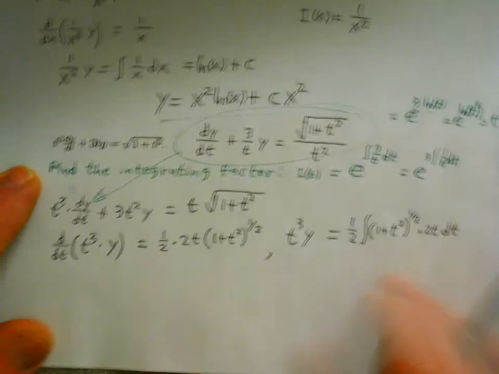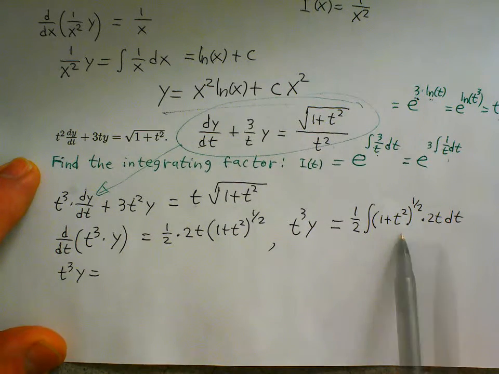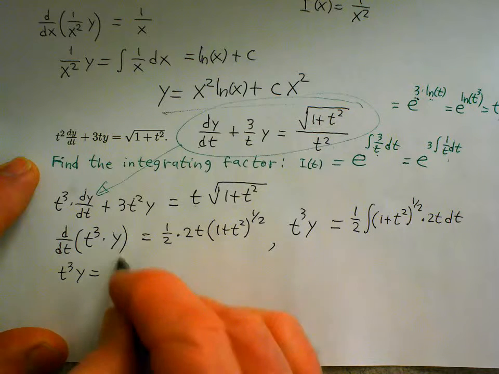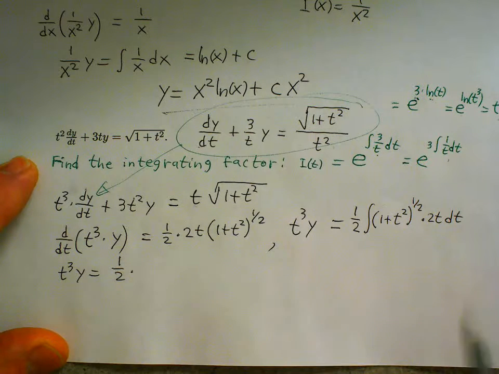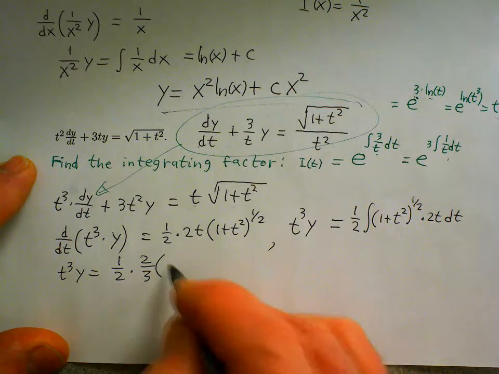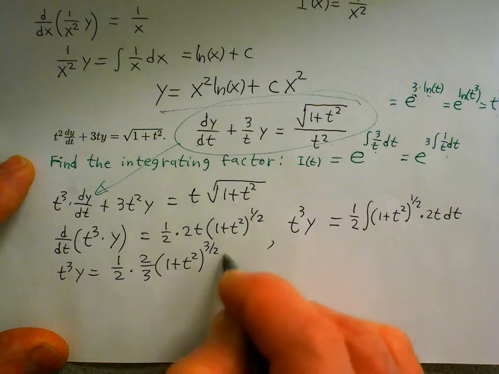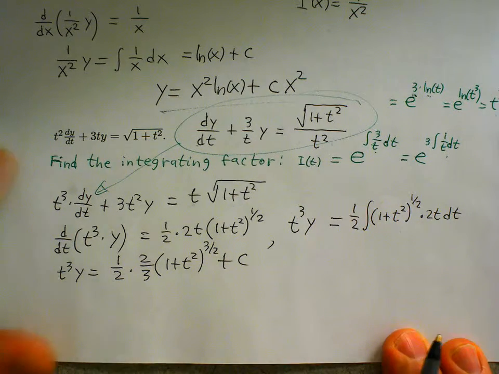Okay, so in the next line, t to the third y. When we integrate this, we'll get 1/2 times 2/3 times the quantity 1 plus t to the second to the 3/2 plus a constant.